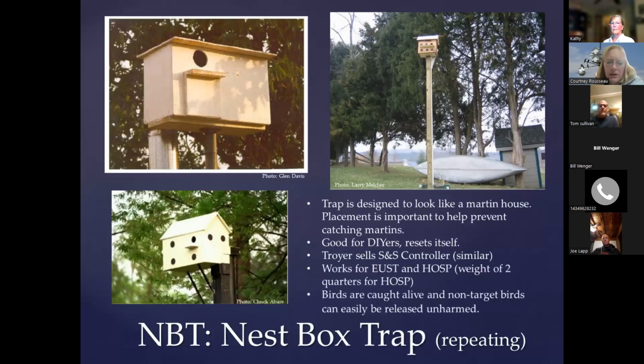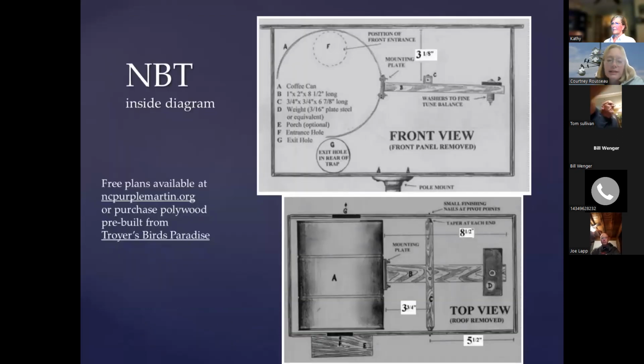Now with this trap, the birds are caught alive, and non-target birds can easily be released unharmed. After you've identified what you've caught, you can release it if it's a native bird or just not a house sparrow or starling. So what does the inside of an NBT look like?